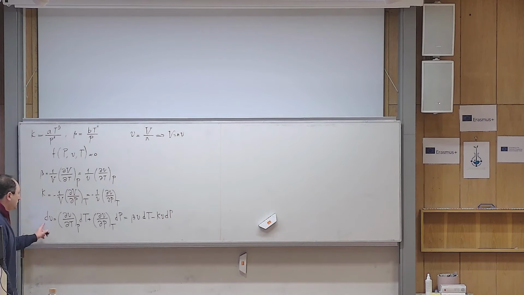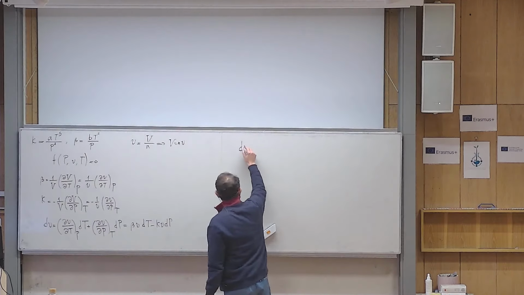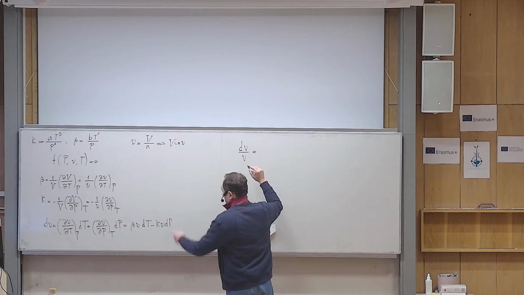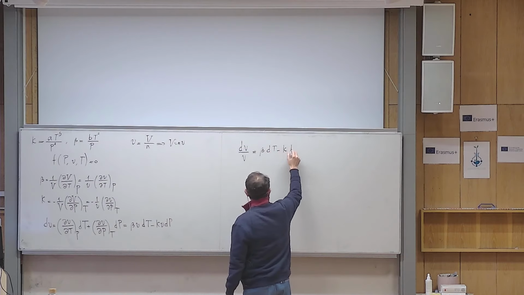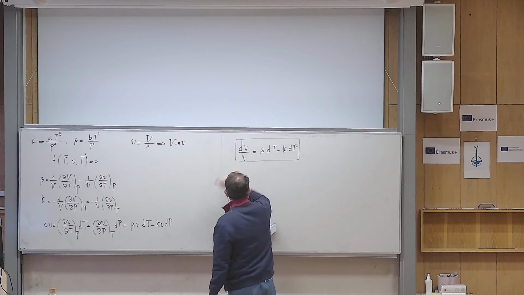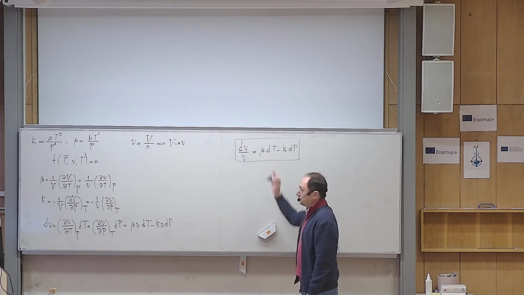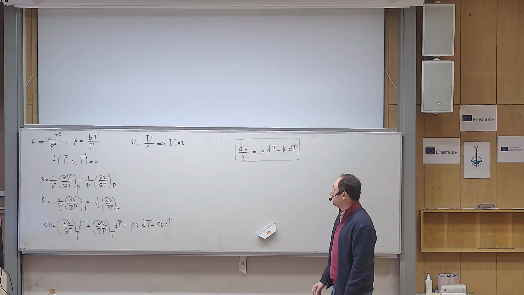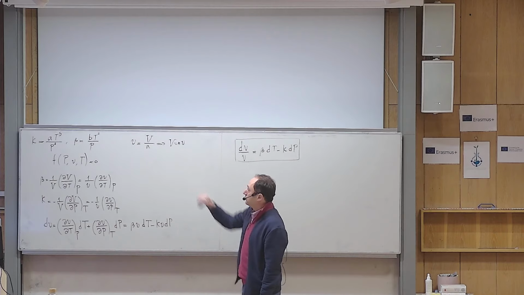And now if I divide everything by v, the left-hand side will be dv over v. The right-hand side will be beta dt minus kappa dp. And this is a generic formula in thermodynamics. So far, I haven't used the information given in the problem. This is a completely generic formula. But now I can take advantage of that information.